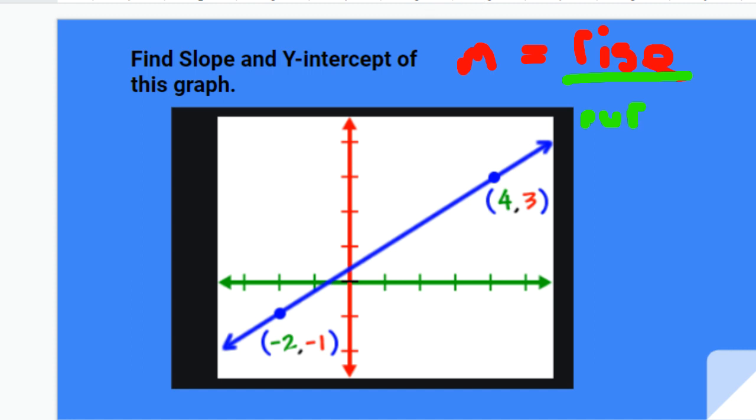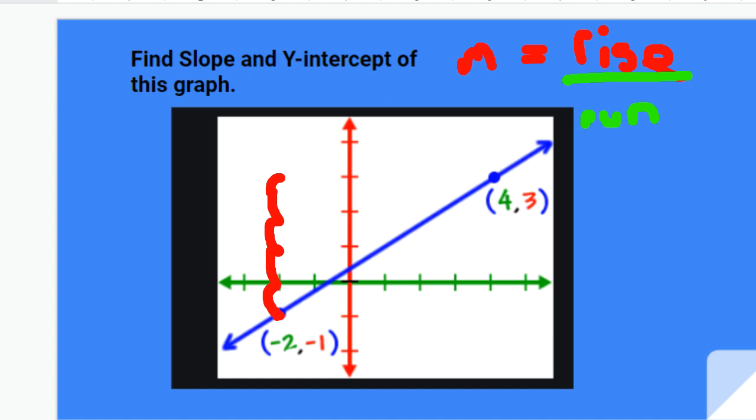Rise divided by run. I'm going to rise from this point, (-2, -1), to (4, 3). I'm going with the tick marks. Look at these tick marks as I move up. I'm going to rise 1, 2, 3, 4. So I'm going from (-2, -1), from this point to this point.